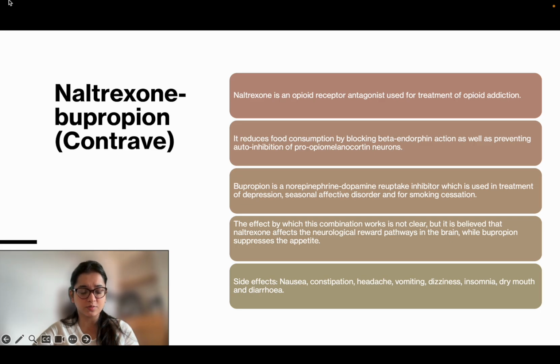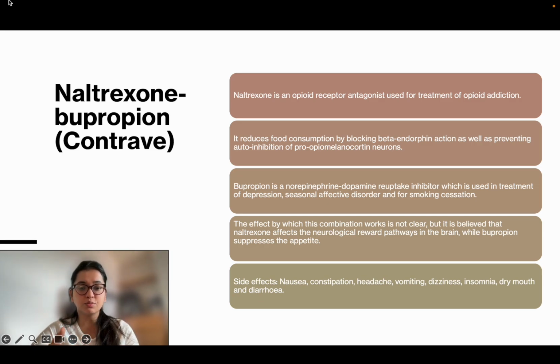Naltrexone is used to control obesity because it reduces food consumption by blocking beta endorphin action, as well as preventing autoinhibition of pro-opiomelanocortin neurons. So it basically helps by controlling food consumption, because when it blocks the action of beta endorphin, it will help in reducing your hunger and you won't feel hungry that often.